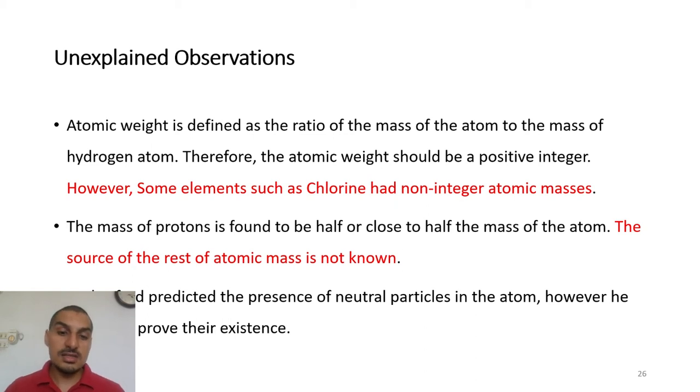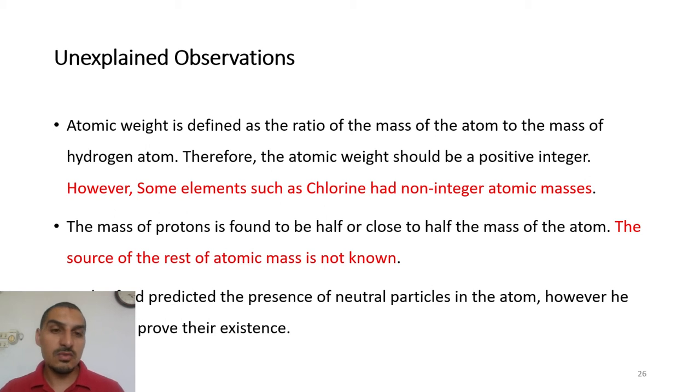The second thing is that we know the number of electrons, and this number of electrons is equal to the number of protons, and then we can calculate the mass of the protons, which, if the model is right, should be equal to the atomic mass. But we always get the atomic mass almost double the mass of the protons.